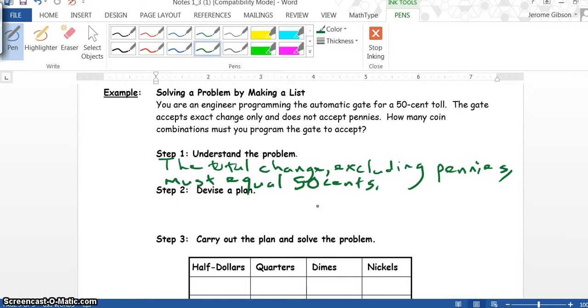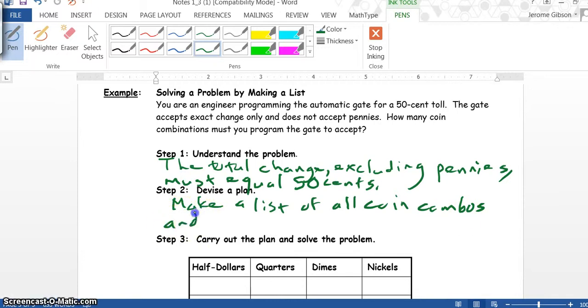Now step 2, we have to devise a plan. It says we want to make a list of all coin combinations. I'm going to put combos for combinations and start with the largest to the smaller value.